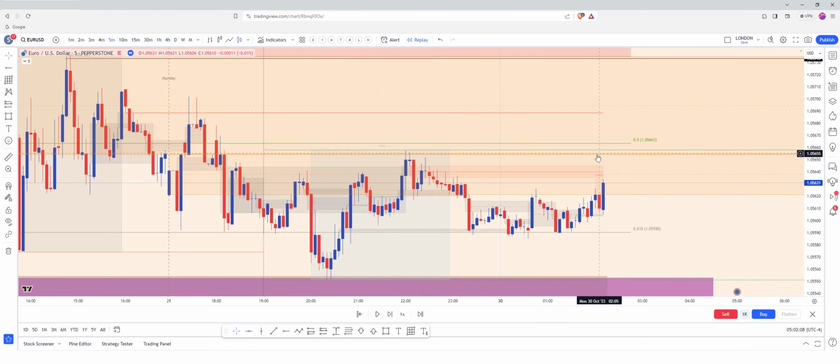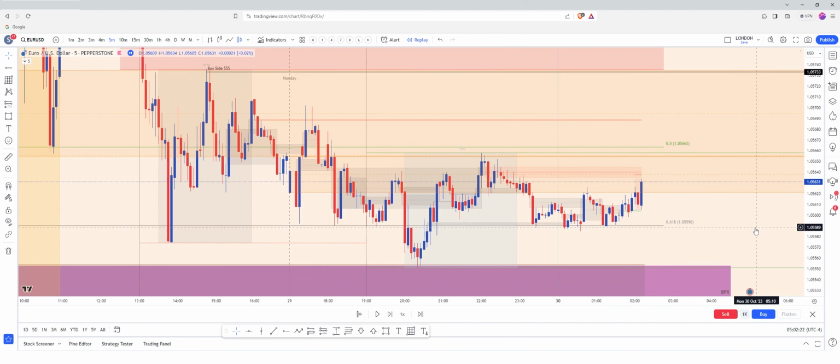So London may come back as a draw on liquidity to rebalance the new week opening gap, sweeping Asia high, looking at this, which is interesting. And then obviously into our premium level where potentially a short position becomes valid.